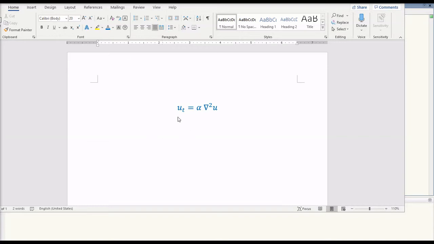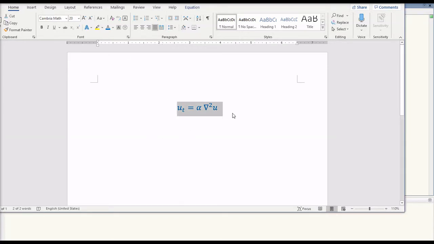Hello there. In this video we're going to discuss how to numerically solve the diffusion equation, which is given by this expression. u_t is going to represent the partial derivative of u with respect to time, alpha is going to represent some diffusion constant, and the Laplacian of u is going to represent the sum of second order partial derivatives of u with respect to the spatial variables x, y, z, what have you.